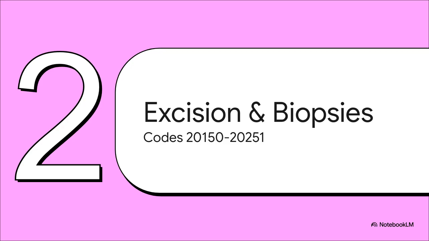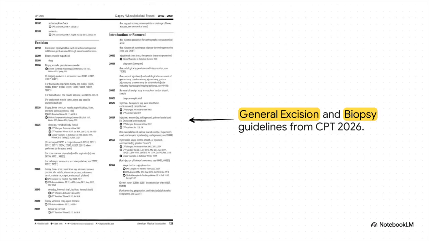Section 2. General excision and biopsies, covering codes 20150 through 20251. So, what exactly is a biopsy in this context? Simply put, it's when a surgeon extracts a small core sample of muscle or bone to send off to a pathology lab for testing, usually to check for things like cancer or muscle diseases. But here's the trick. To code this accurately, it's not just about what tissue they sampled. You absolutely must know how deep the surgeon went.